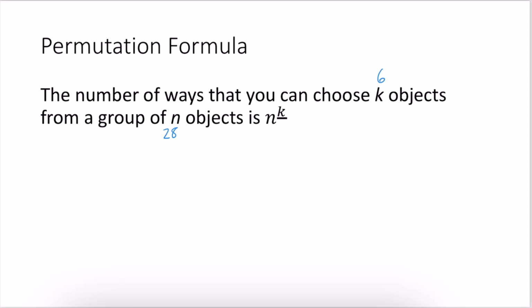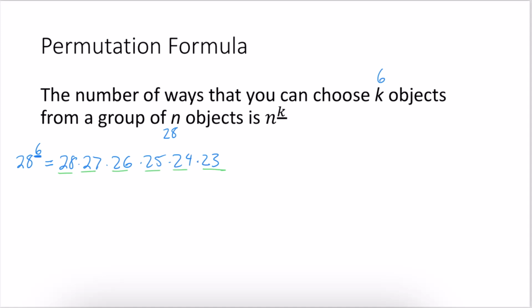So the way you would write this out using the formula is 28 to the 6 falling, which is basically the calculation we just did, because it's 28 times 27 times 26 times 25 times 24 times 23. This 6 falling is telling you how many numbers to multiply together, and the falling part is telling us that you're decreasing the number each time.